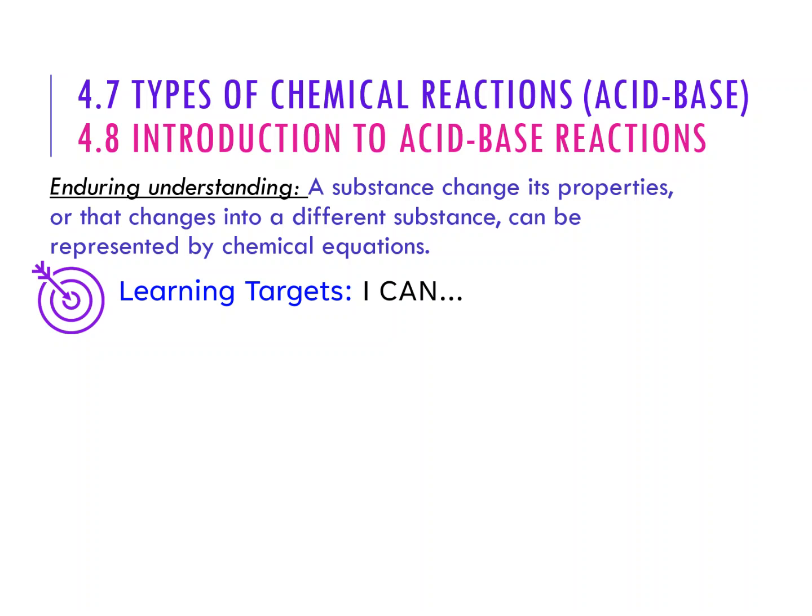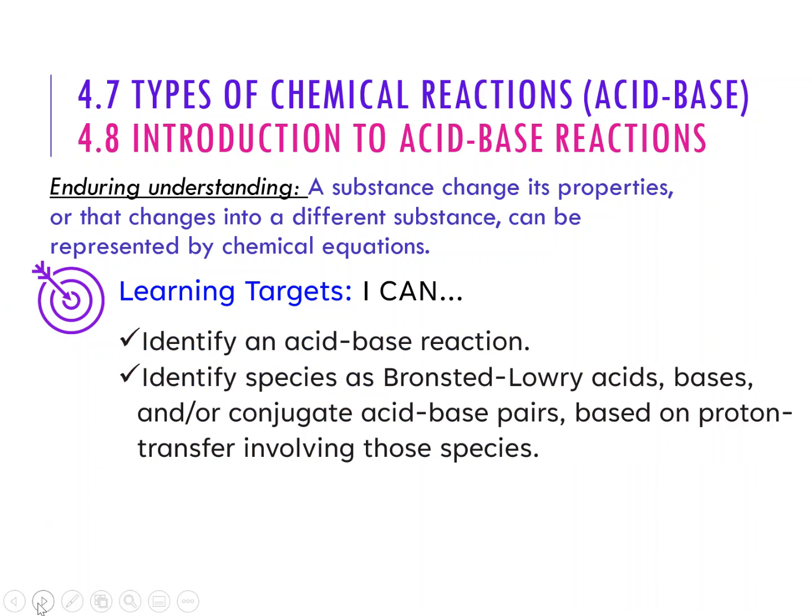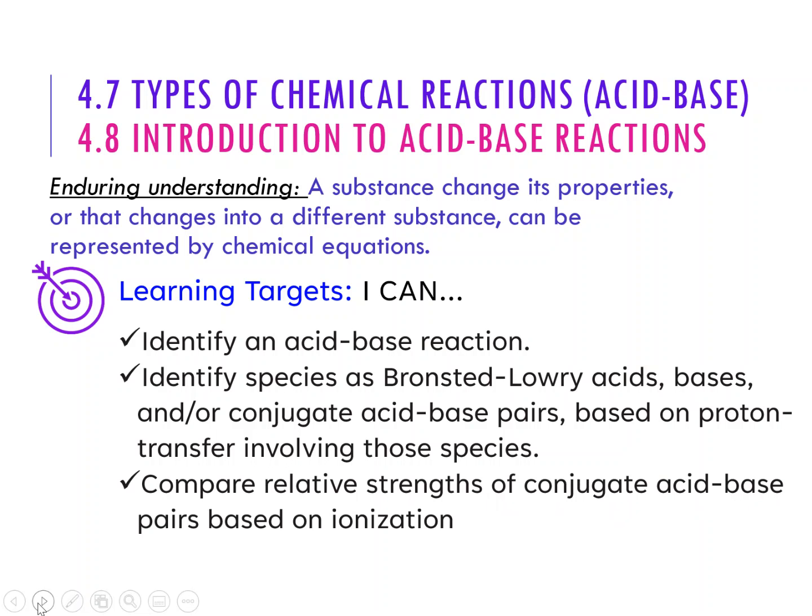So basically, what are we talking about here when we're talking about acids and bases? We're going to be looking at identifying an acid-base reaction, identifying species as Bronsted-Lowry acids, bases, conjugate acid-base pairs, and this is based on proton transfer involving those species. And then we're going to compare relative strengths of conjugate acid-base pairs based off of ionization.